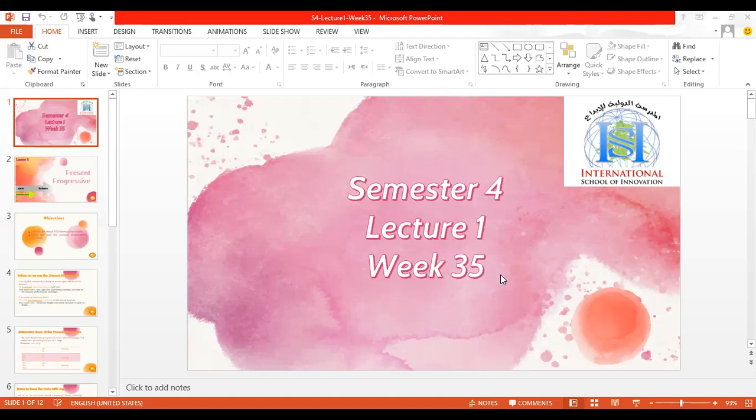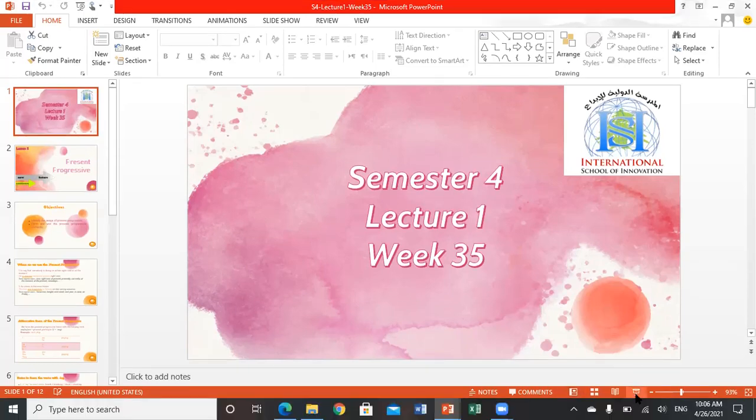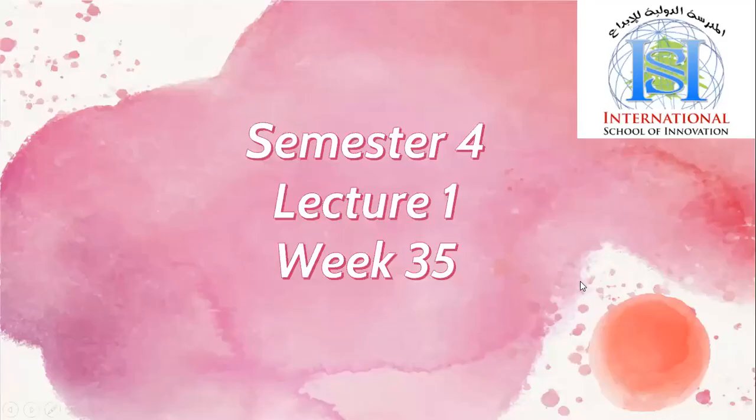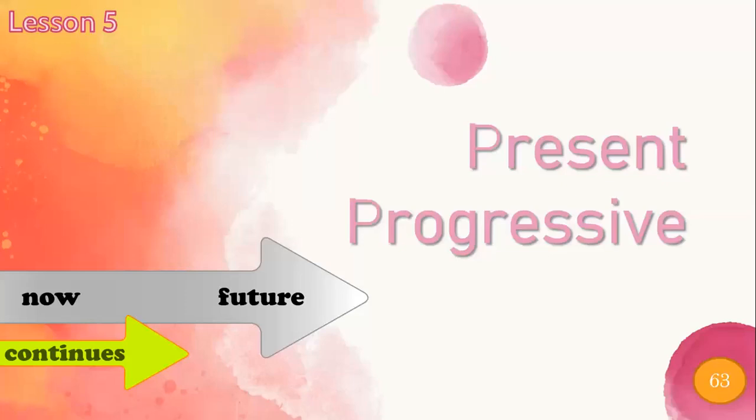Okay, so guys, you can find the lesson as always. As I always say, you can find the grammar lessons for semesters 3 and 4 in your ISI grammar booklet part 2. The lesson starts on page 63 in the booklet. We're going to cover present progressive, or as we call it, present continuous. It has two names. It's one of the tenses.